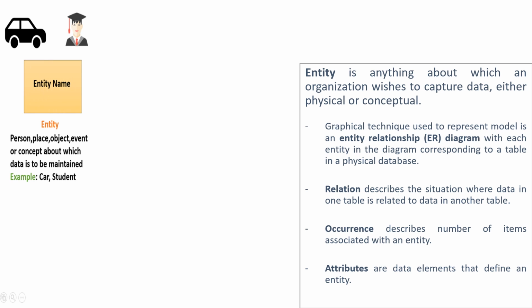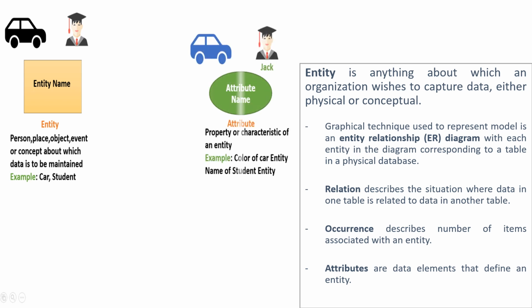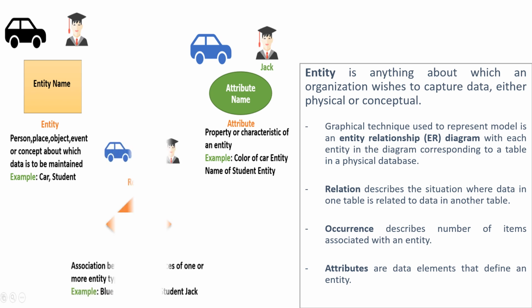For example, the entity name can be a person, place, object, event, or concept about which data is to be maintained. The example here is, let's say, car and student, and then the attributes will be the properties or characteristics of the entities, meaning the description of that entity. So now we know the color of the car and the name of the student. The student is Jack and the car is blue.